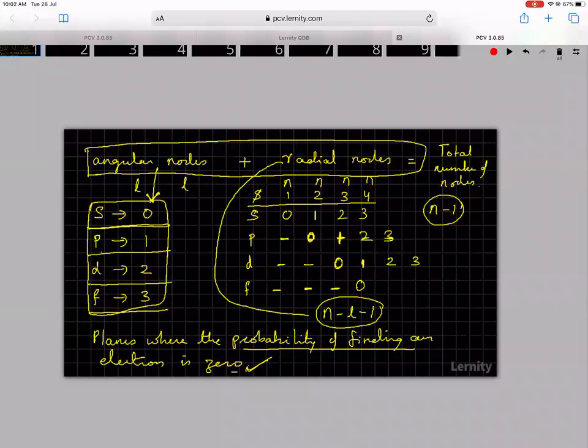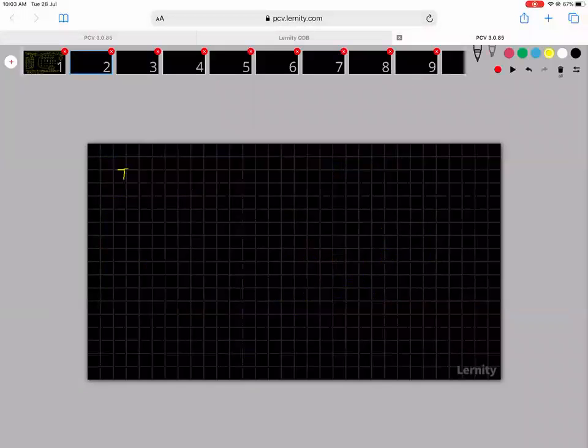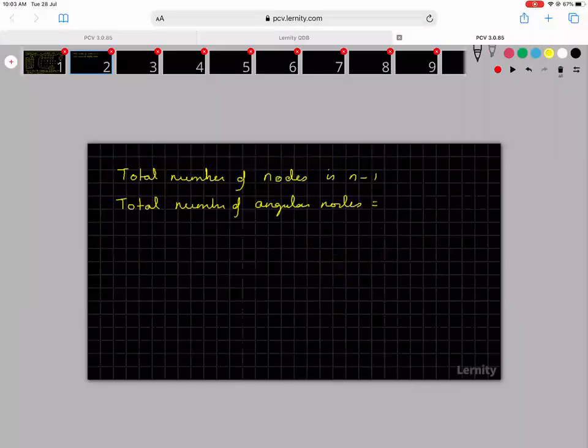So this will give you the total number of radial nodes. Total number of nodes is n minus 1. Total number of angular nodes is equal to L. So total number of radial nodes is equal to n minus L minus 1.